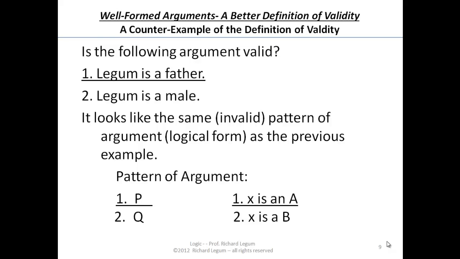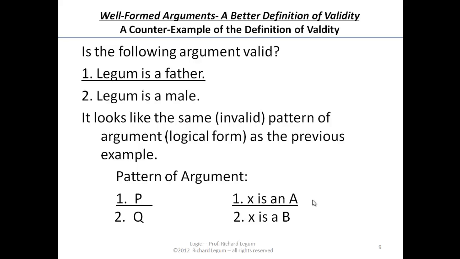P, therefore Q, if it's a sentential or propositional form. If the argument is a categorical or predicate logic argument, it's the form on the left: X is an A, therefore X is a B. Those are invalid patterns. We can show they're invalid. I'll give you the first one. Let's take the propositional form, the first, P, therefore Q.